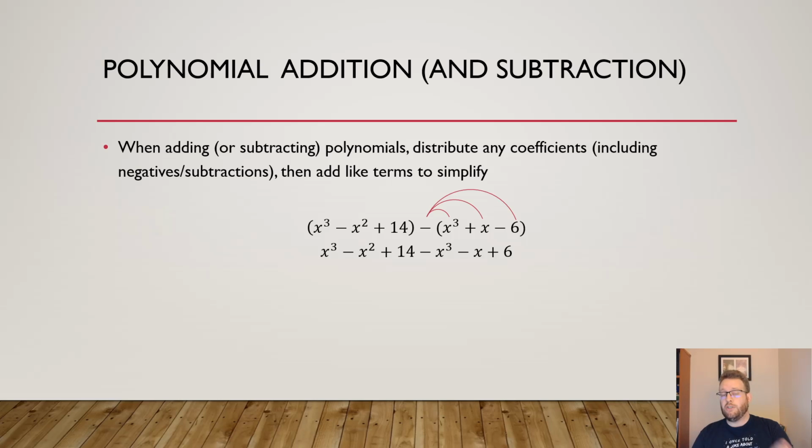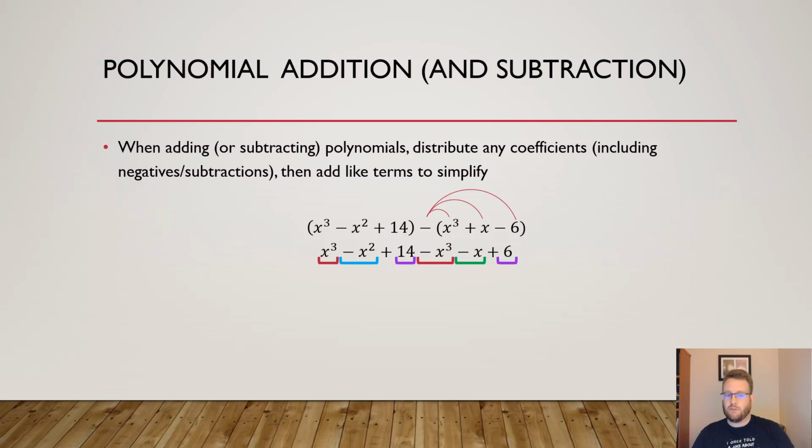Notice that that negative distributes to the negative 6. That is a very common place that people forget to include the distribution, and it does make it a positive 6. Well, again, we can start grouping it based on like terms. I see a pair of x cubes, one positive, one negative. I see a single x squared, I see a single x, and I actually see two constants this time.